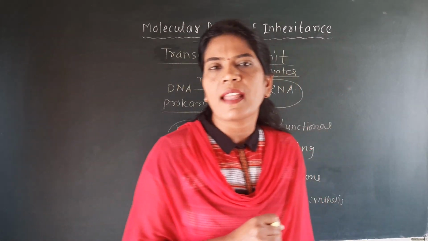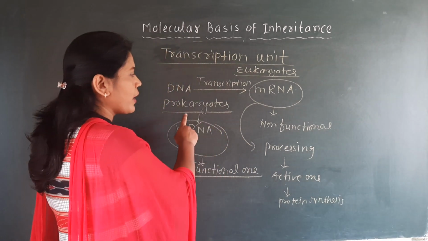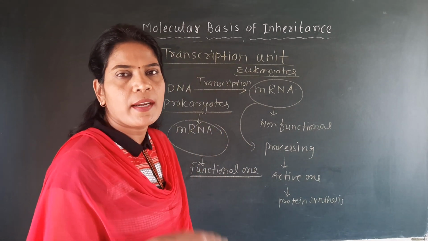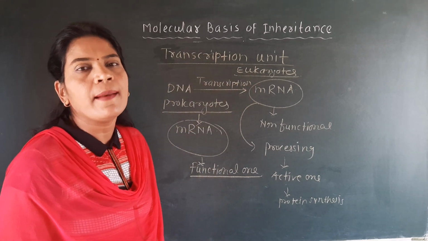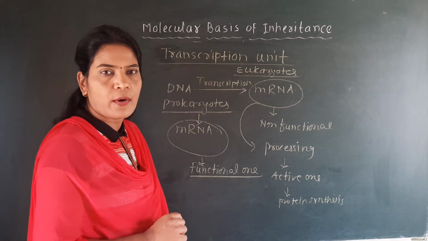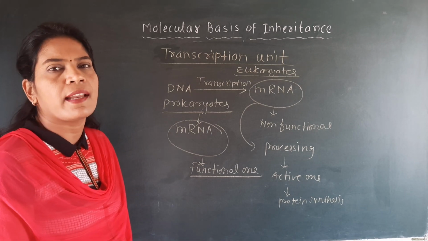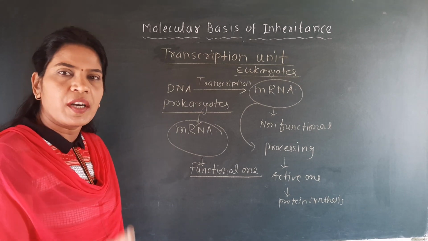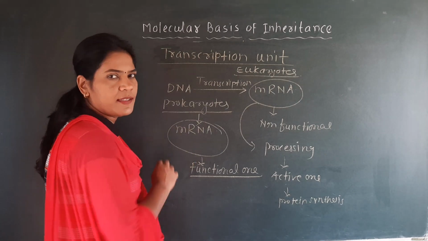One major difference is about the enzyme: only one RNA polymerase is involved in prokaryotes, and three types of RNA polymerase are involved in eukaryotes. The second difference is that processing of the mRNA is not required in prokaryotes, because the mRNA formed from the DNA in bacteria or other prokaryotes is functional. That's why it immediately takes part in protein synthesis.